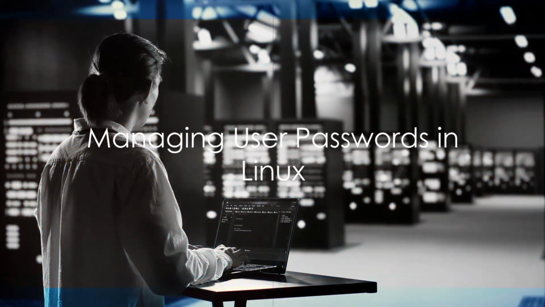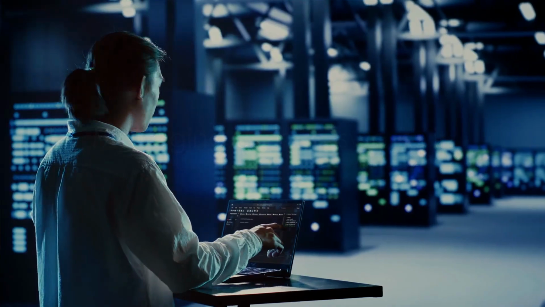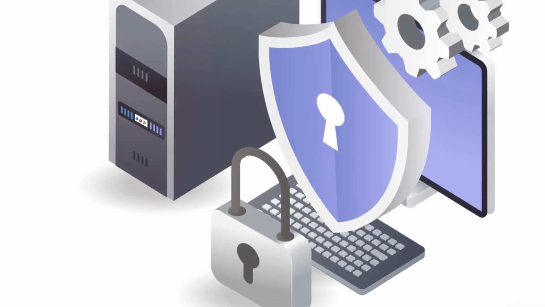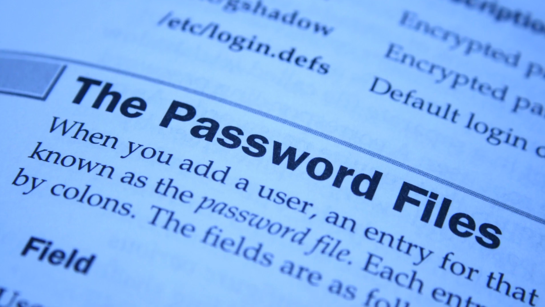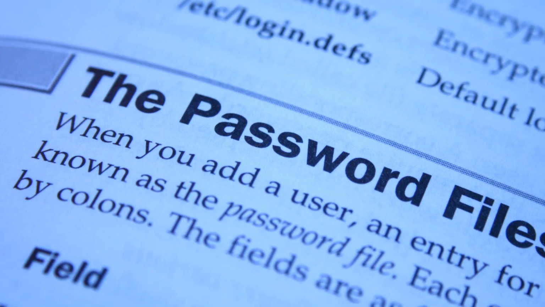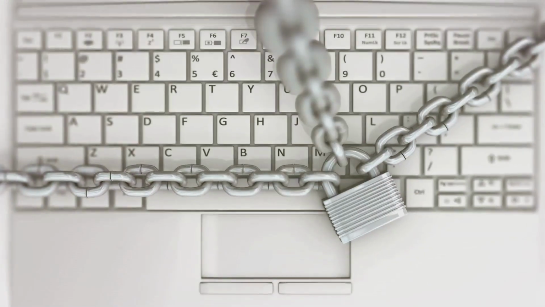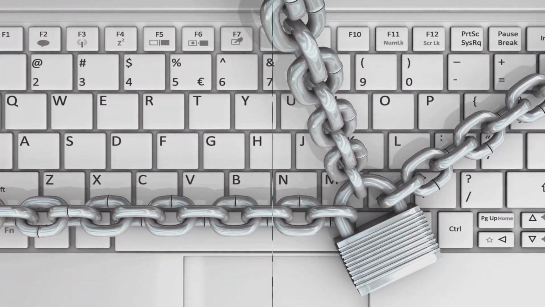In Linux, user passwords are managed using the passwd and shadow files. The passwd file stores user account information, while the shadow file securely stores the encrypted passwords. This separation enhances security by restricting access to encrypted passwords only to privileged users.